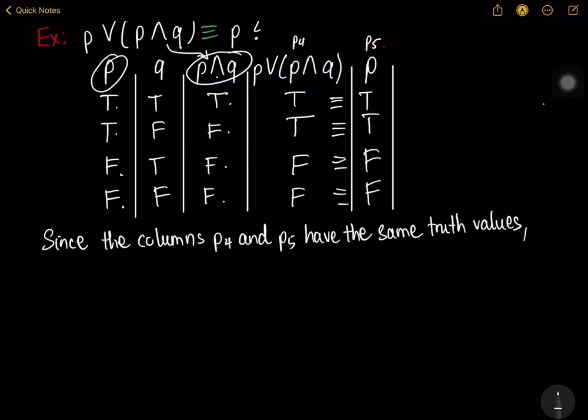Therefore, P or parenthesis P and Q is logically equivalent to P. Okay, to prove something logically equivalent to something, you just need to show they both have the same truth values as each other. So yeah. Okay, let's do another example, shall we?